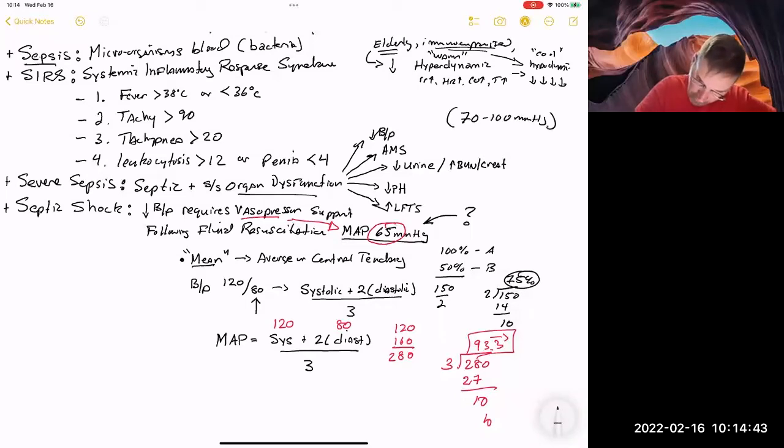Right in there for your mean arterial pressure. So 65 is like the bare minimum, at least for perfusing the brain, the heart, and the kidneys, somewhat okay, right? So 65 is not a great MAP. It's just the minimum that we want to allow at all. And if we're struggling to even get their mean arterial pressure to 65 and we're having to give vasopressors, then that is what makes somebody in septic shock, right?